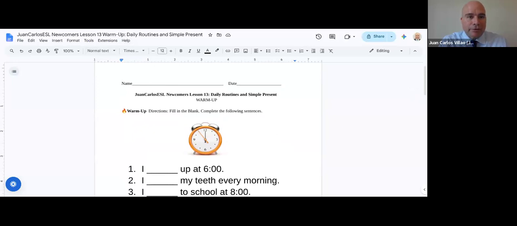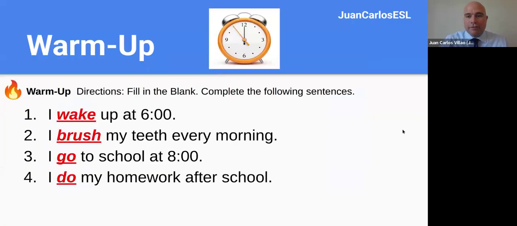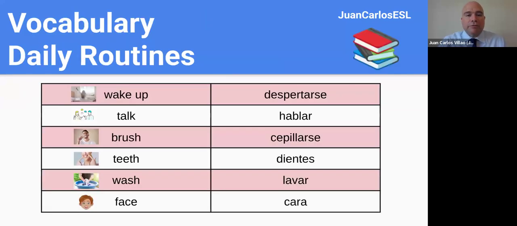So that is our warm-up for lesson 13. Bueno, ese es nuestro calentamiento para lección número 13. Now let's continue. So now that we completed our warm-up, let's move on to the second segment of the lesson, which is the vocabulary daily routines. So earlier we did the vocabulary review. Now then we did the warm-up. Now we're going to follow up with the daily routines vocabulary.